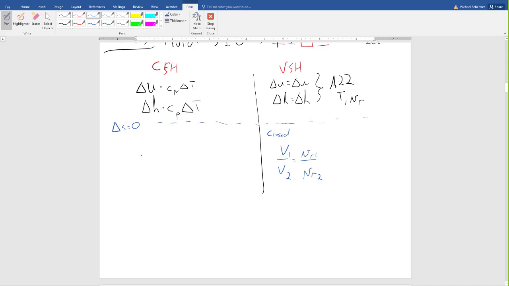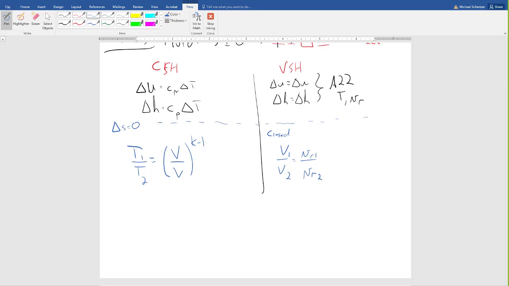Yeah. And then the other one, so this is variable specific heat, but if it's constant specific heat, this would be T1 over T2 is equal to, this would then be V over V to the K minus 1. Does this one invert, or is this one the same?